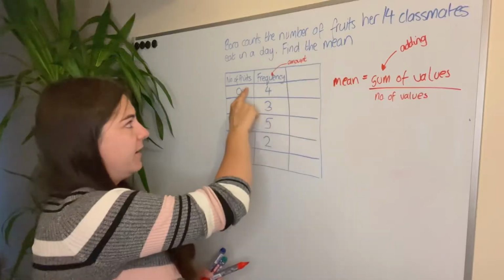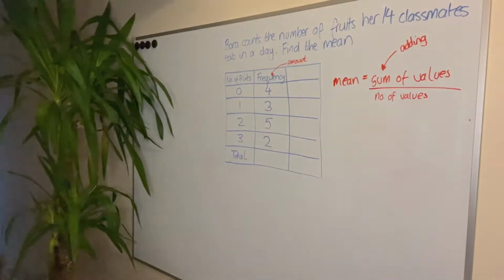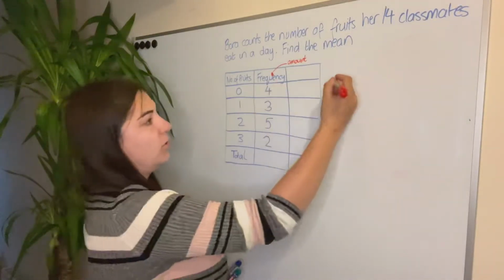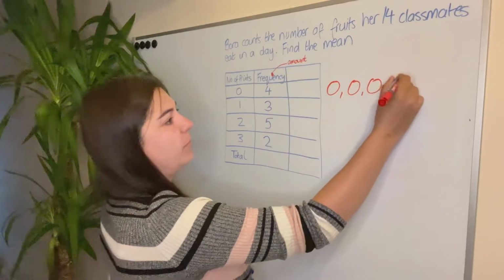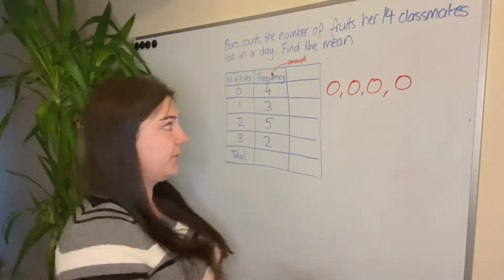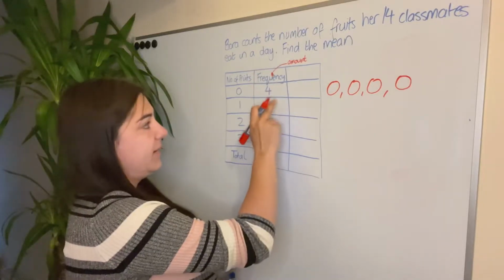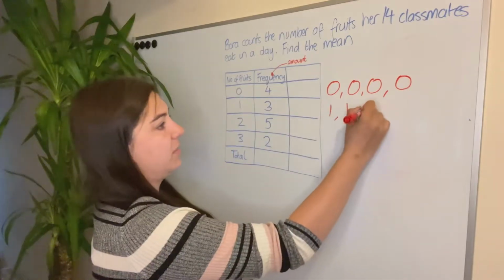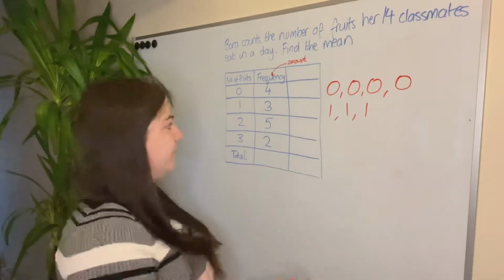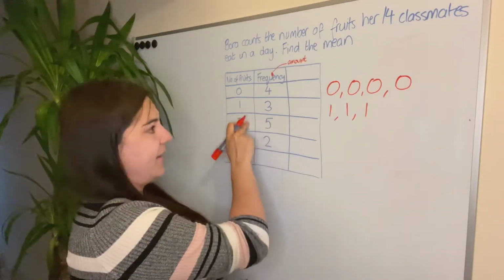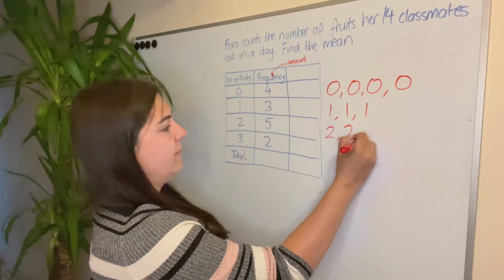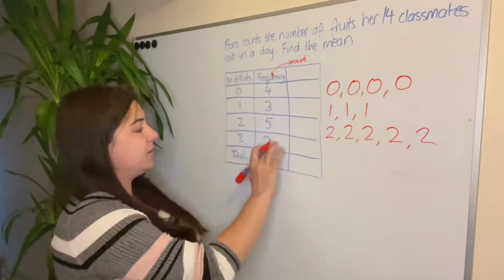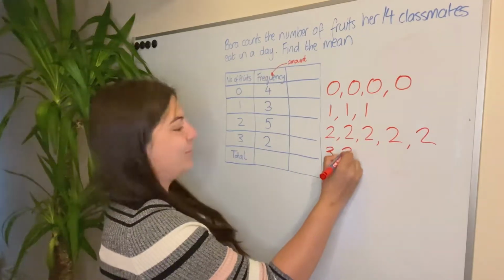Now, if I think about it, 4 people had 0 fruits. So if I tried to write this out as data, I would get 4 lots of 0, okay? Because there are 4 people that were asked and they all had 0 fruits each. Then I've got a frequency of 3, so 3 of her classmates had 1 fruit each. So that's 3 lots of answers that would have contained a 1. Then 5 of her classmates ate 2 fruits each, so I'd write 5 lots of 2. And finally, I'm told that 2 of her classmates had 3 fruits each. Hopefully that's what most of us are on.